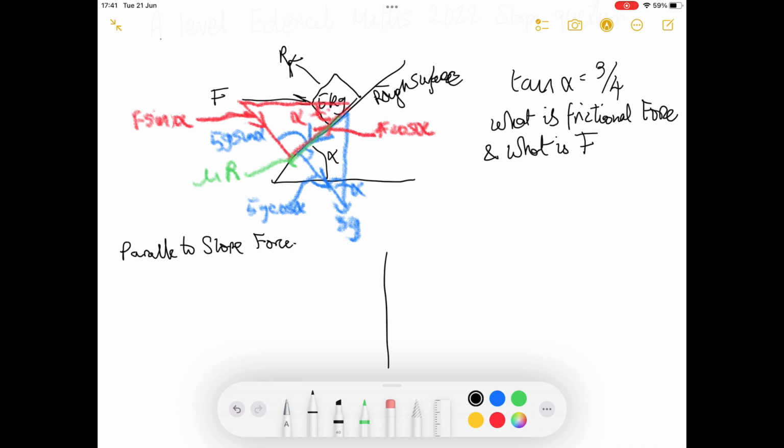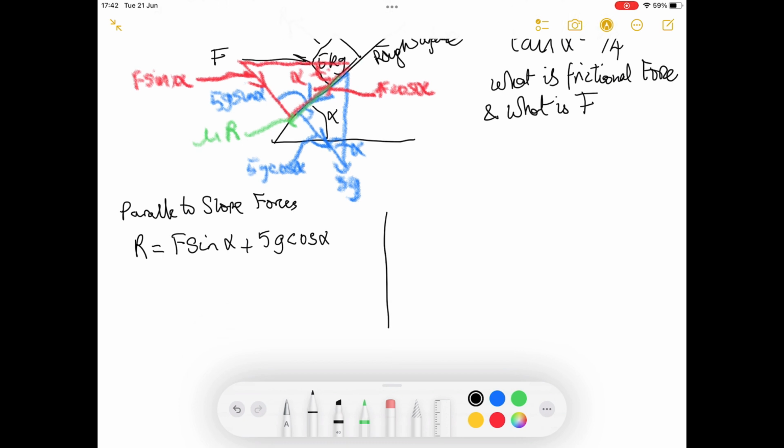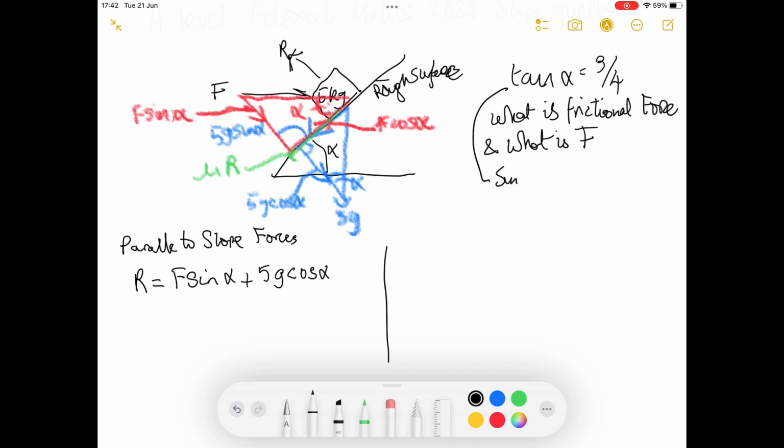So be wary of that, especially in the second part of the question. So parallel to the slope, so we want to look at that, and that will help us calculate F. So R equals, what the force is down is F sine alpha and 5g cos alpha. Okay. Now, we know the value of sine alpha is 3/5 and cos alpha is 4/5. We also know R is equal to 68.6 later. So R equals 3F/5 plus 20g/5. Okay.